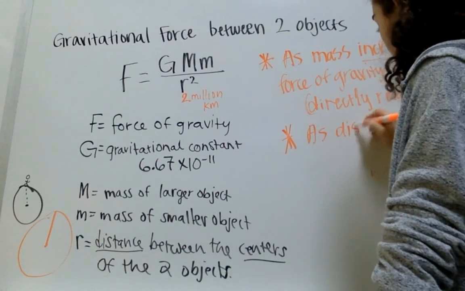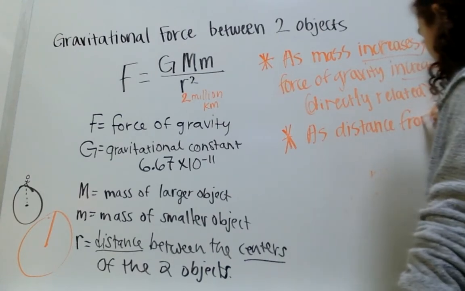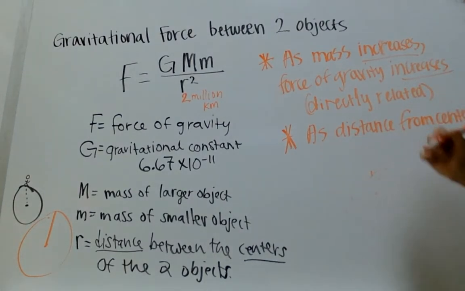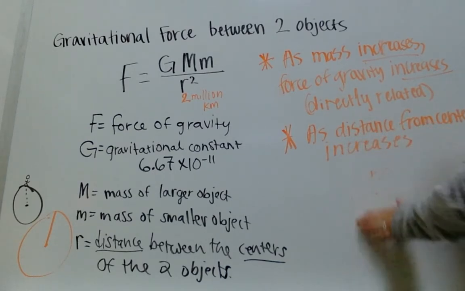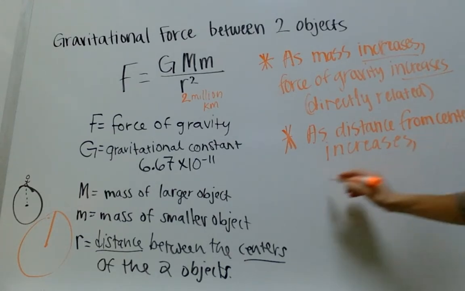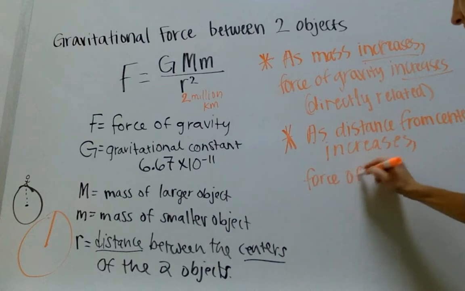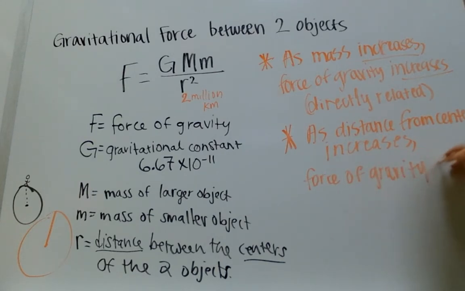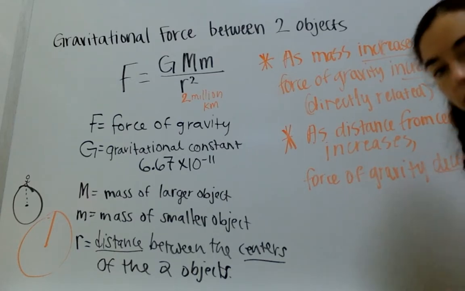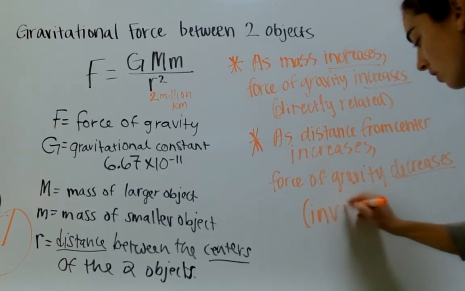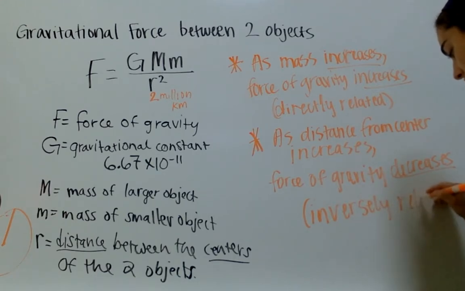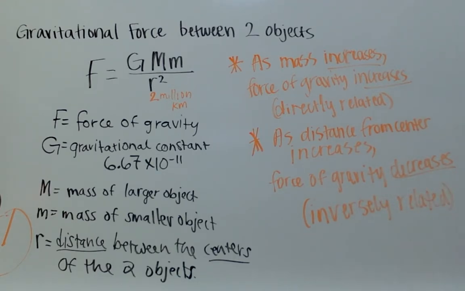As distance, remember from center, increases, so as it gets bigger, as you get farther from the middle, the force of gravity between the two objects decreases. It goes down because it can't pull on you as hard because you're farther away. Okay, so that is an inverse relationship. Those are inversely related. They are opposite of each other. The farther away you get, the less you can be pulled on. That's an inverse relationship.